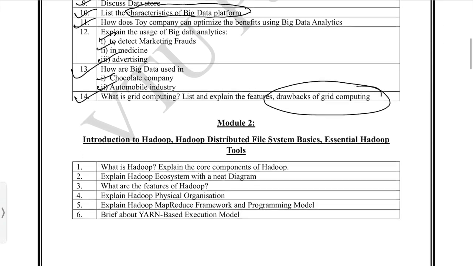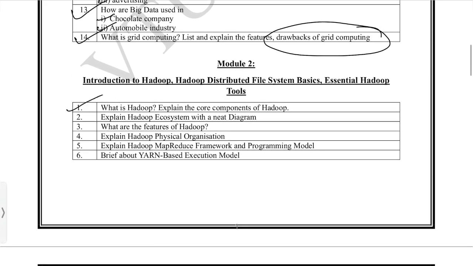Okay, so next is module 2. Module 2 is what is Hadoop and core components of Hadoop. Everything is given in the video.